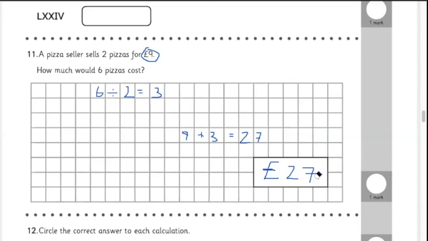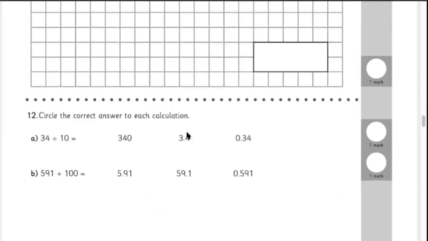All right. It's nice and quick. Let's move on. We are making excellent time, guys. Very, very impressed. So, circle the correct answer to each equation.